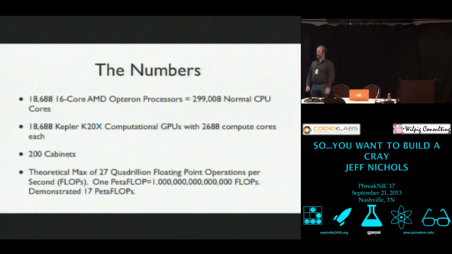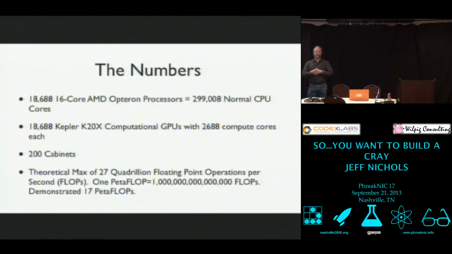So let me give you some of the numbers to impress you. In Titan, there are 18,688 16-core AMD Opteron processors for a total of almost 300,000 cores. For each CPU, there's a matching K20X GPU. That's a computational GPU from NVIDIA. Each of those GPUs has a little over 2,500 cores by themselves. If you multiply that out, it's actually a little over 50 million. It's a big number.